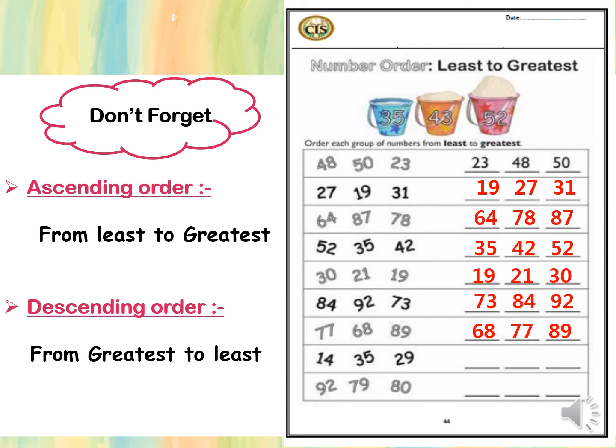Look at tens place. We have here 1, 3, 2. So my arrangement will be 14, 29, 35. The last one here, we have 92, 79, and 8. Look at tens place. My arrangement will be 8, 79, 92. Next page.